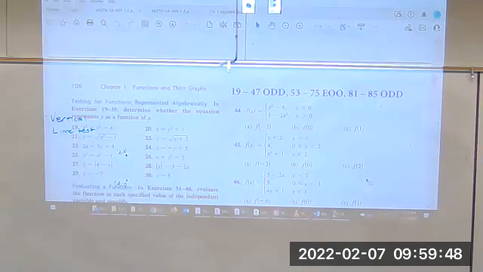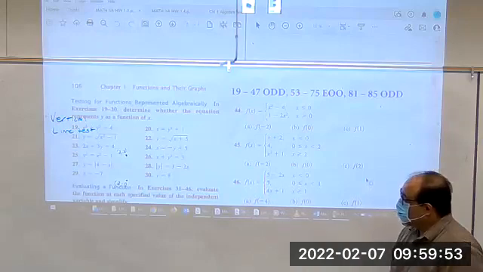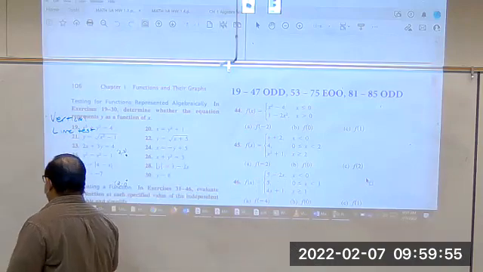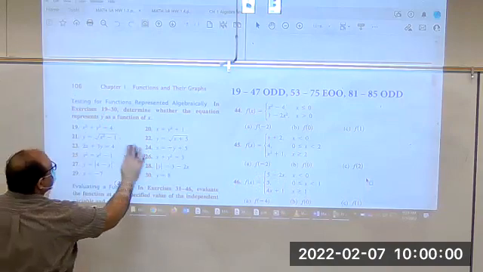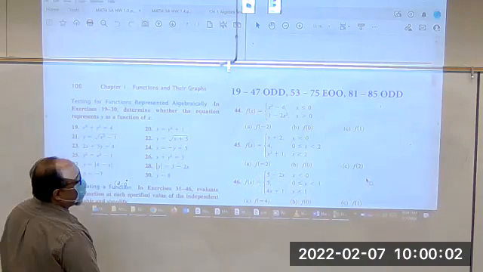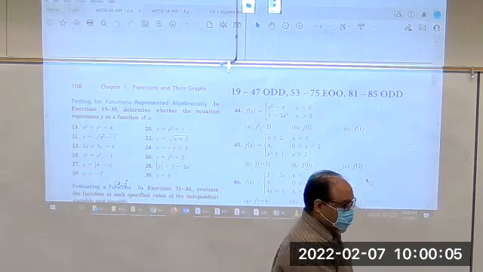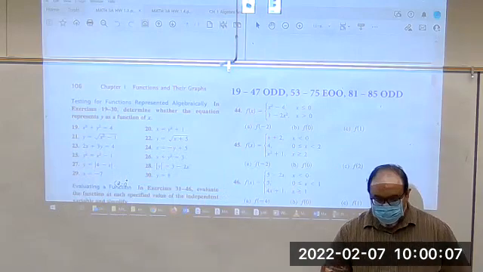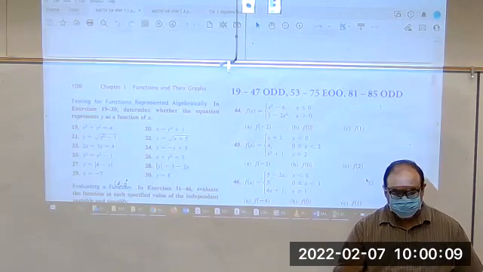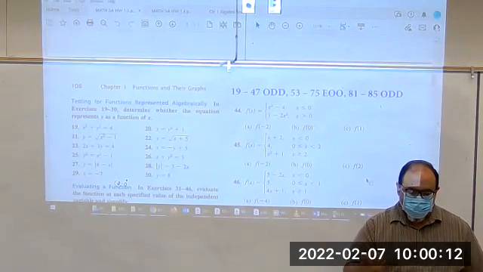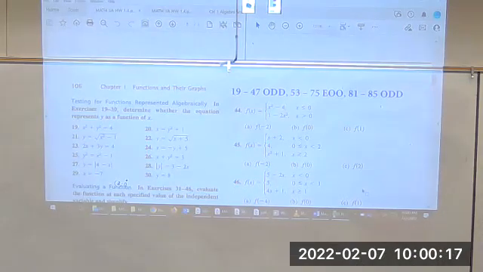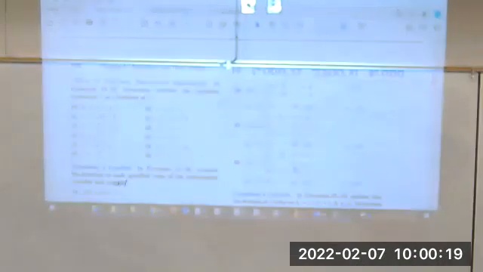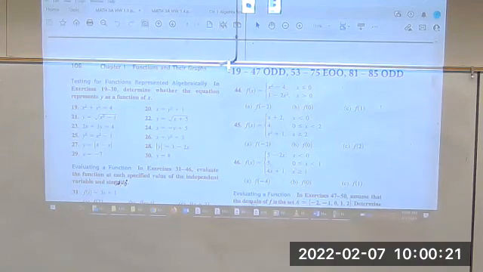All right, this is where I went away from the notes so I could give you an example right here. Determine whether the equation represents Y as a function of X. So now you're not looking at a picture, you're just looking at an equation. Is Y a function of X? So back to, you look at the text itself.